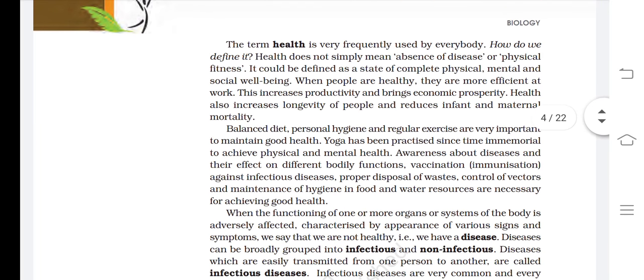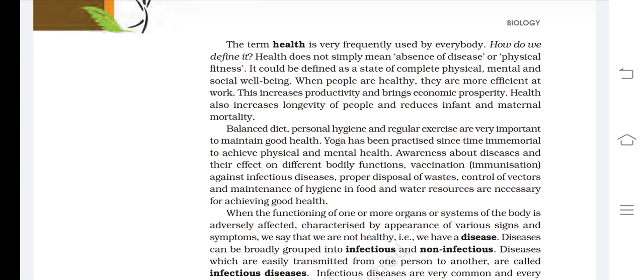The term health is very frequently used by everybody. How do we define it? Health does not simply mean absence of disease or physical fitness. It could be defined as a state of complete physical, mental, and social well being. When people are healthy, they are more efficient at work. This increases productivity and brings economic prosperity. Health also increases longevity of people and reduces infant and maternal mortality.